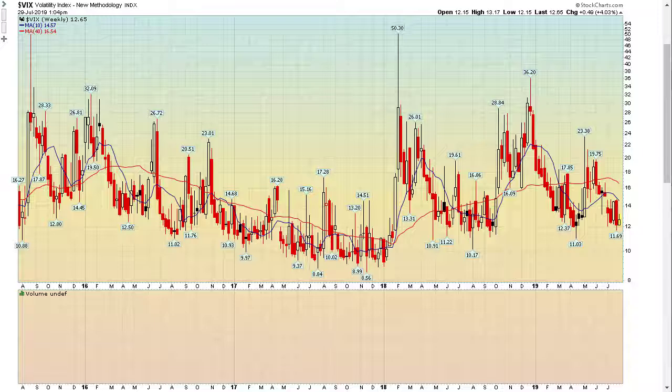The thing to look at with implied volatility is relative implied volatility. Different stocks are going to have different amounts of implied volatility. For example, a high tech stock is going to have a lot more implied volatility than a utility stock. And so you can trade implied volatility in two different ways.